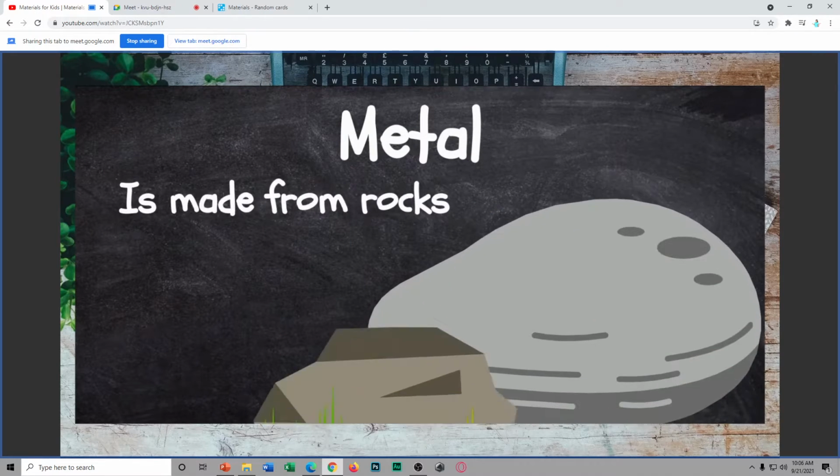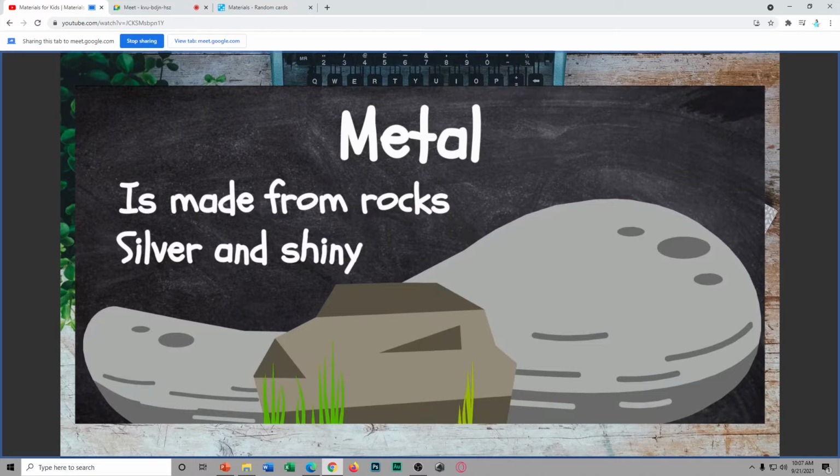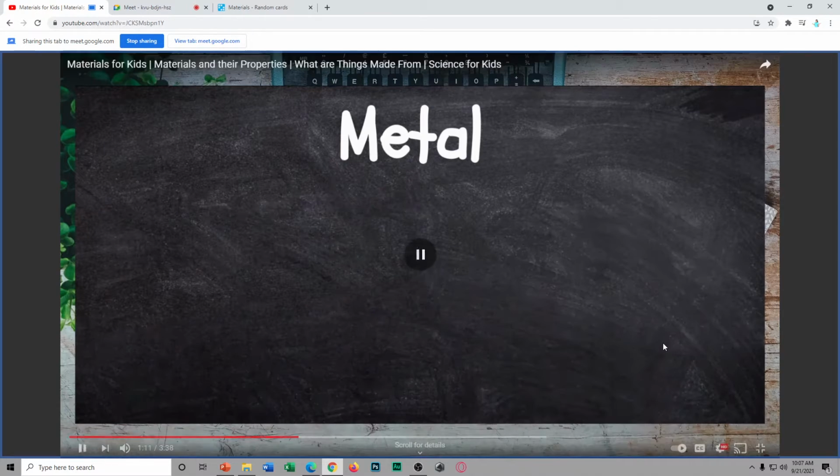Metal is made from rocks. Metal is silver and shiny. It is very strong but can be molded.